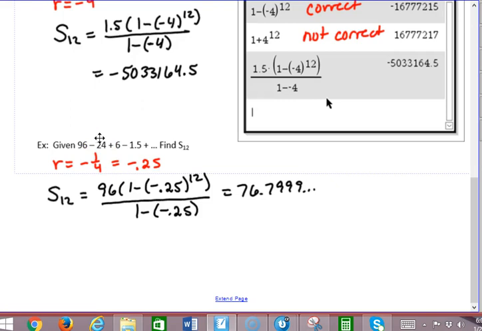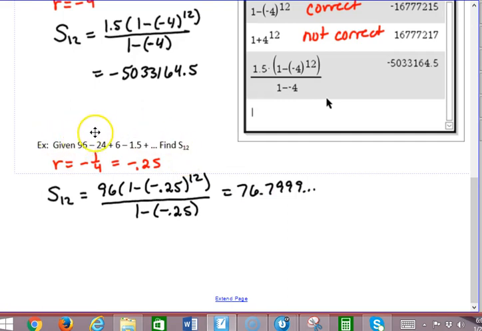Okay, now here, when I go from 96 to negative 24, the number is still positive. And when I add 6, it's still positive. And when I subtract 1.5, it's still positive. 96 is the very biggest number and everything else is getting smaller and smaller. So I'm never going to get a negative number for any of the sums here. It will always be positive.